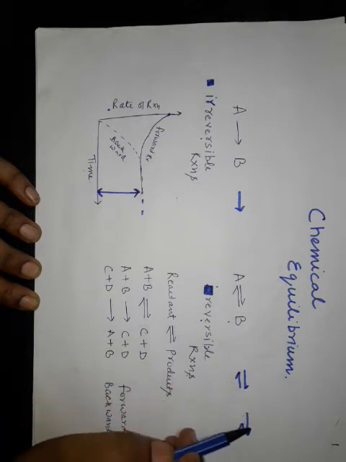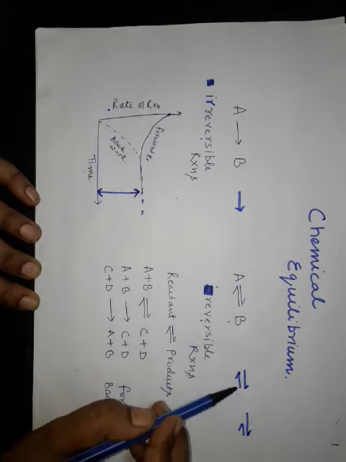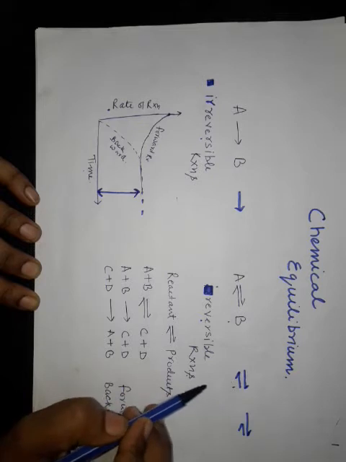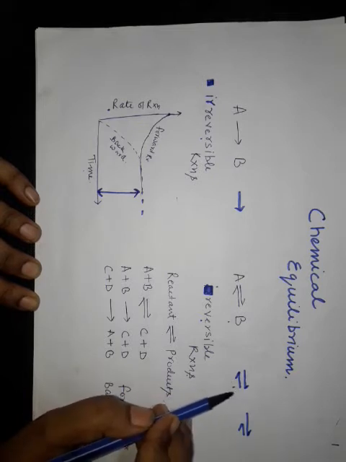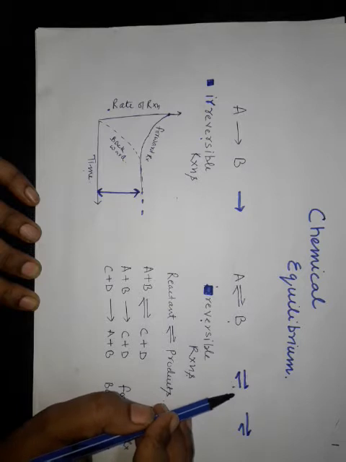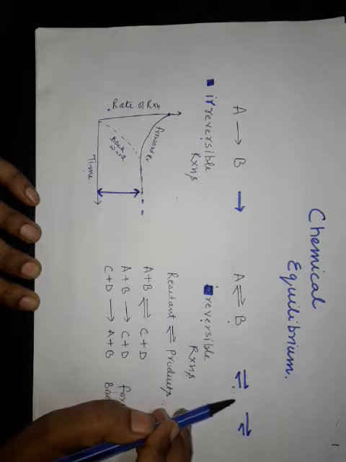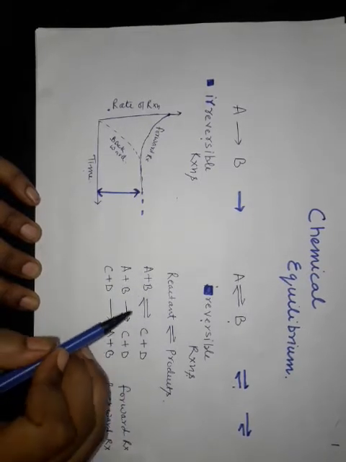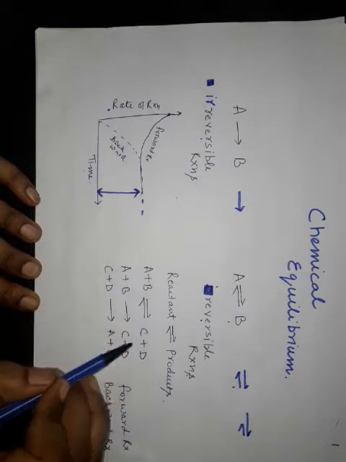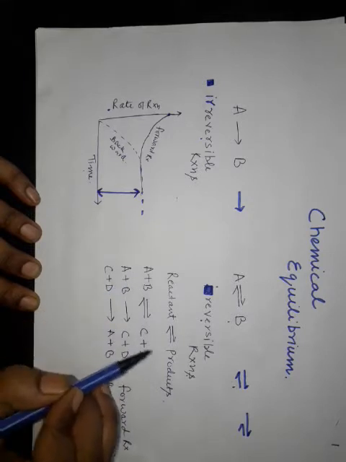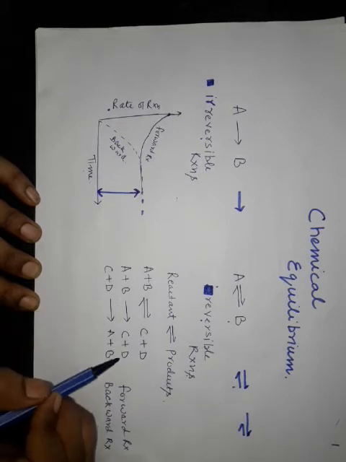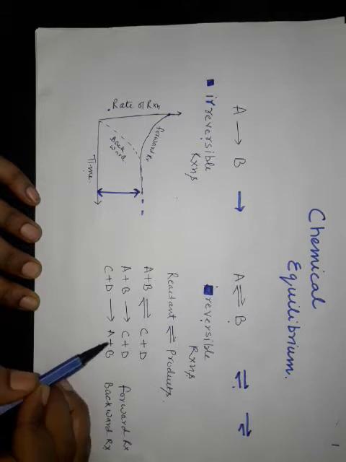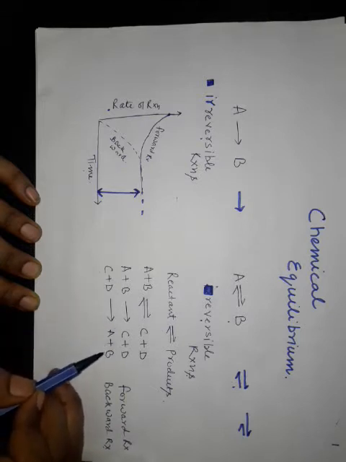This is also the sign of a reversible reaction, but this is the sign of equilibrium: reversible reactions in which equilibrium has been achieved. How the equilibrium is achieved and what the conditions are to achieve chemical equilibrium, we are going to discuss. Here we have the reaction A plus B gives C plus D. Here A plus B is the reactant and C plus D is the product. In a reversible reaction, A plus B gives C plus D and C plus D gives back A plus B. That means forward direction as well as backward direction.